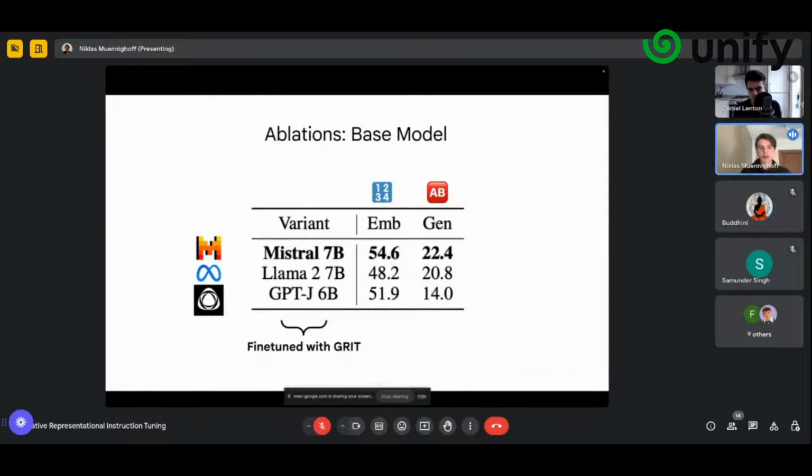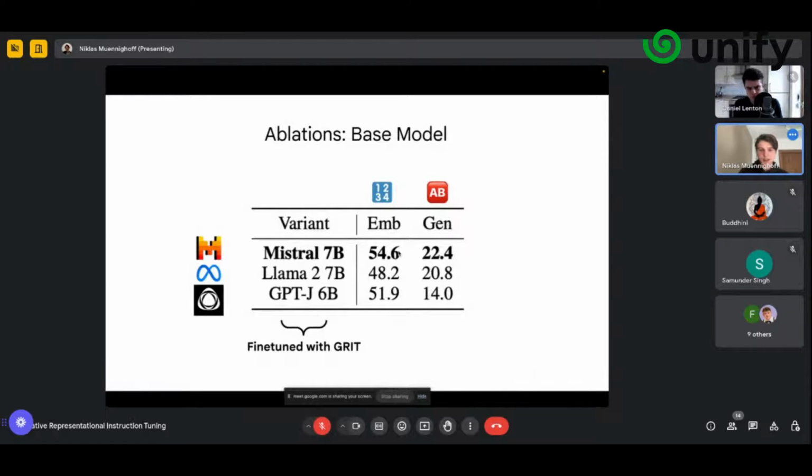The next ablation we run is the base model. We tried Mistral 7B, which we also used for the final ones, and also Mixtral 8x7B. We also applied Llama 2 and GPT-J. We find that when we fine-tune all of them with GRIT, Mistral is by far the strongest.